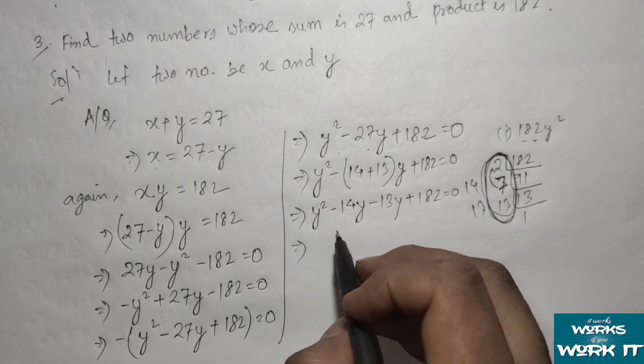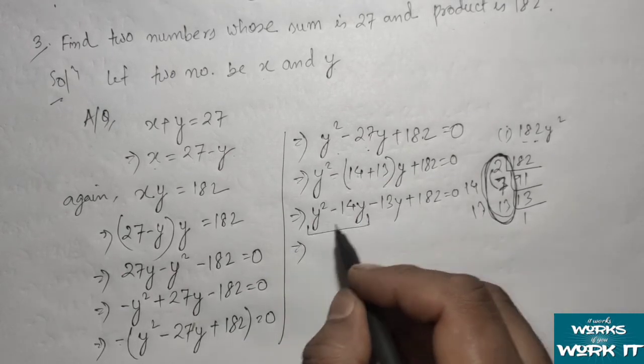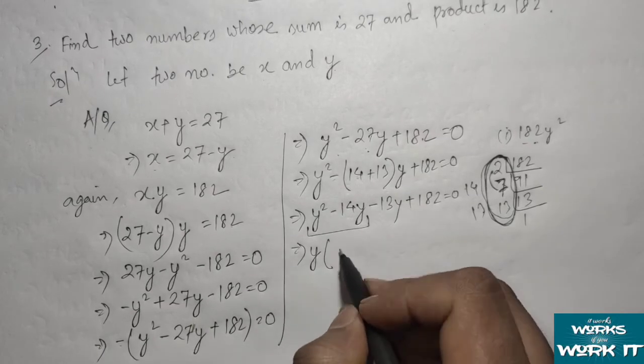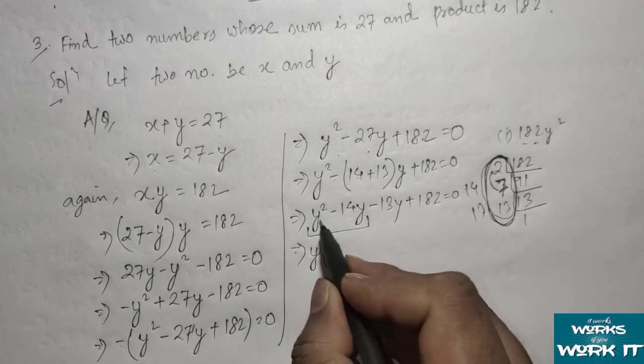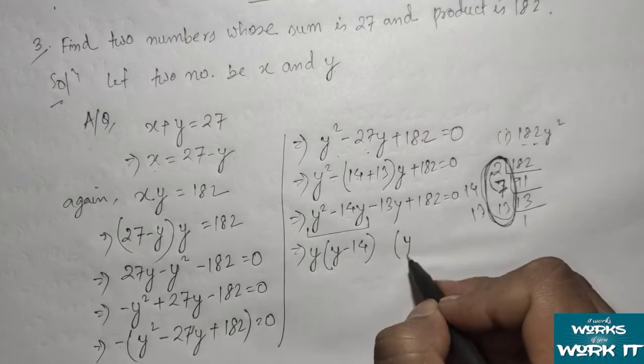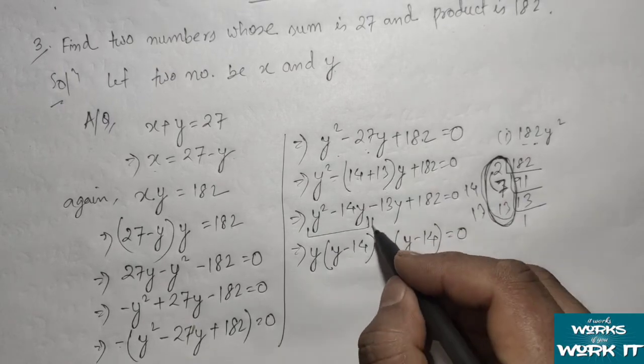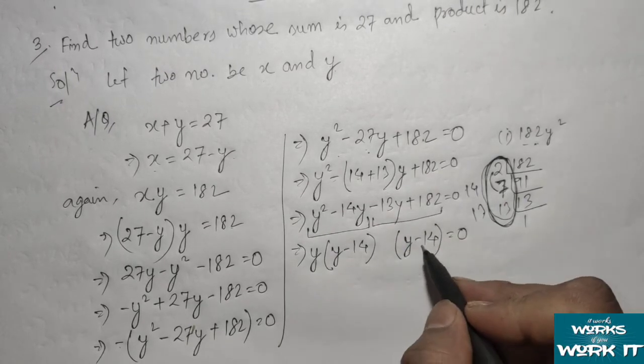So in the next step, what I will do, I will take common from these 2 terms. So y I have taken common, and what will remain here? Y will remain from here, minus 14. Okay, so directly I am writing here y minus 14 equal to 0. Now we have to start from here. So already we have got y minus 14.